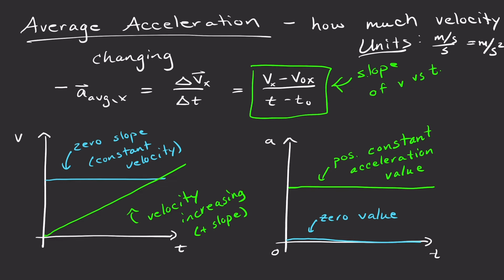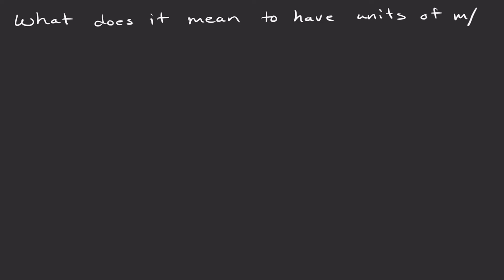Okay. And so meters per second squared is a pretty weird unit. So I like to go over what that really means. So what does it mean to have units of meters per second squared?